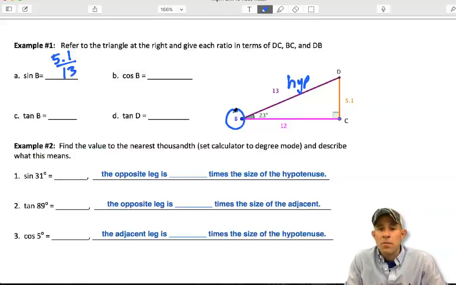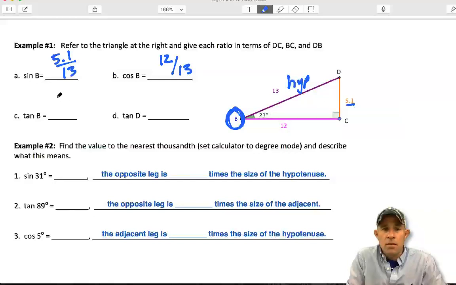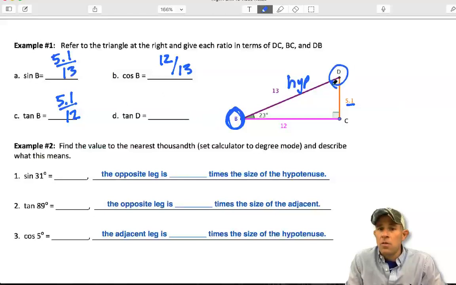Likewise, for cosine B, I'm going to start here at the angle, and I'm going to take the measurement of the adjacent leg, which is 12, and divide that by my hypotenuse, which again is 13. All right, now for the tangent. Tangent of angle B, again, we'll start here at angle B. We'll take the measurement of the opposite leg of angle B, which is 5.1, and divide that by the adjacent leg of 12. Now, when we change angles here and go to angle D, we're going to take the opposite leg of angle D, which is now 12, and divide that by the adjacent leg, which is 5.1.